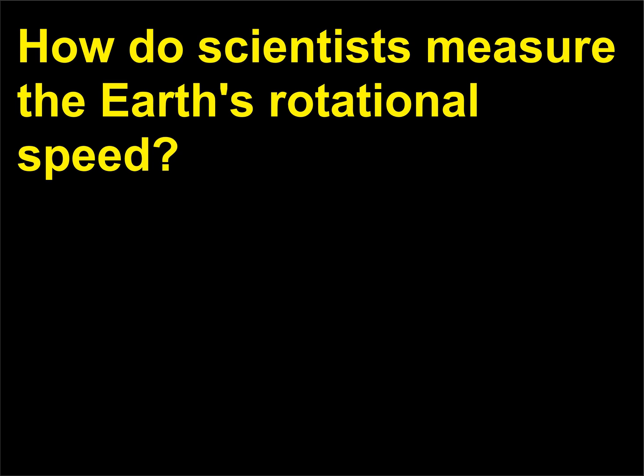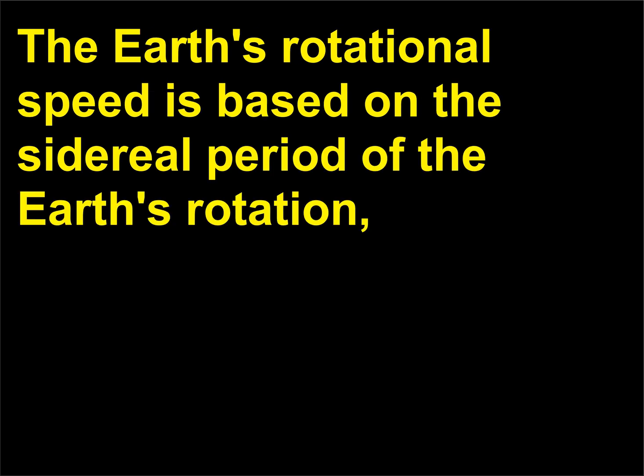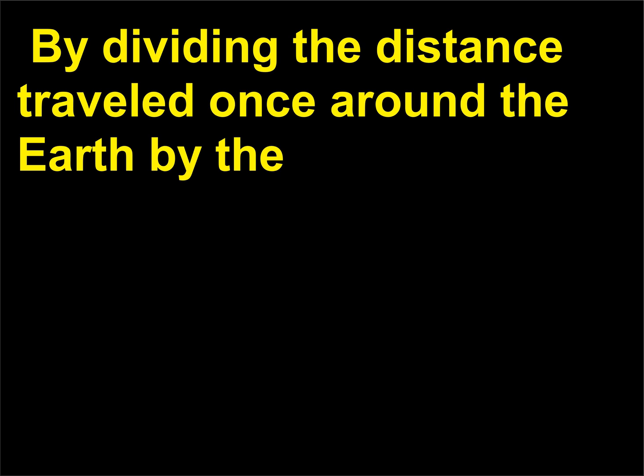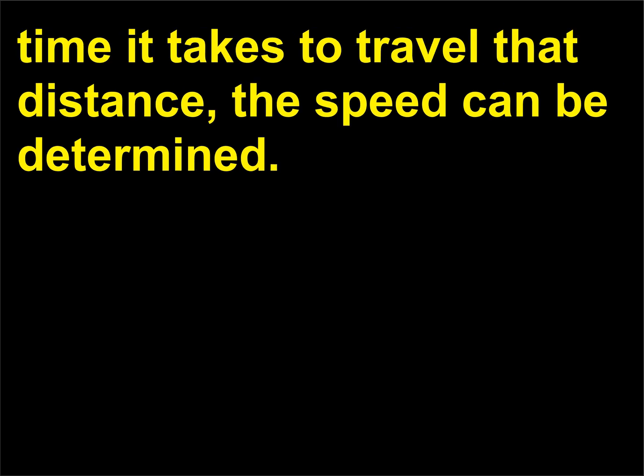How do scientists measure the Earth's rotational speed? The Earth's rotational speed is based on the sidereal period of the Earth's rotation, but it differs depending on where the observer is located. By dividing the distance traveled once around the Earth by the time it takes to travel that distance, the speed can be determined.